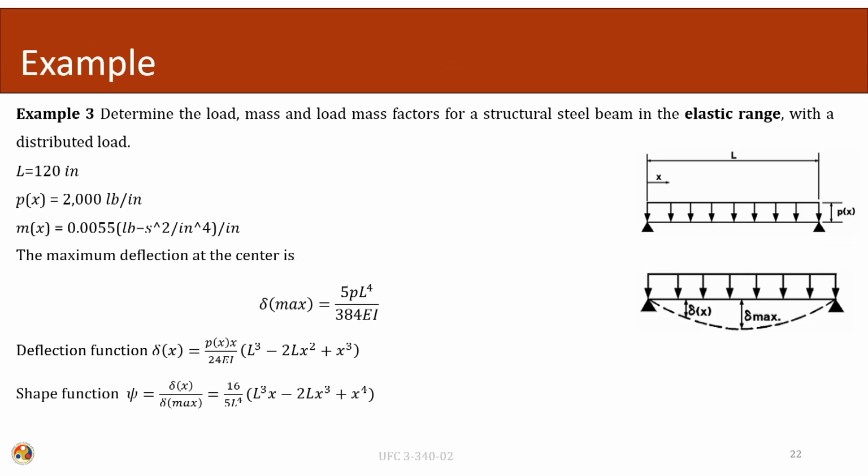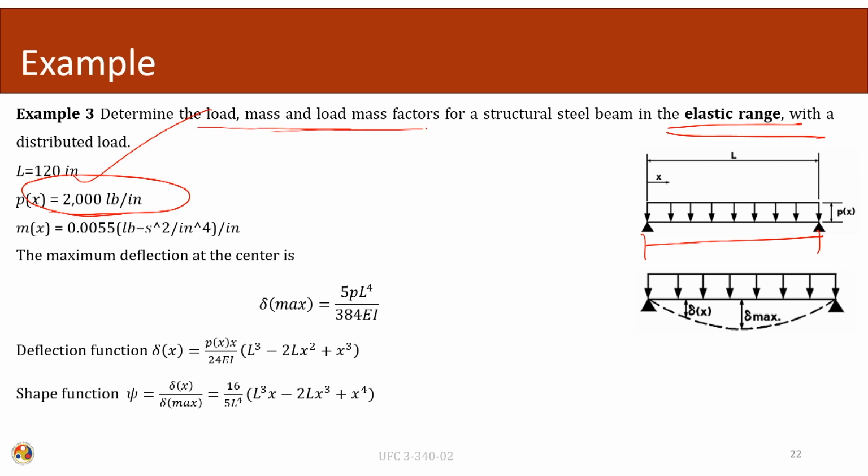So, we will look into one more example, where we will deal with a system that is behaving in the elastic range only. The properties of the system are: it has a length of 120 inches, and the load is given by 2000 pounds per inch. Here we are asked to calculate the load mass and load mass factor, and this is the distribution of the load.